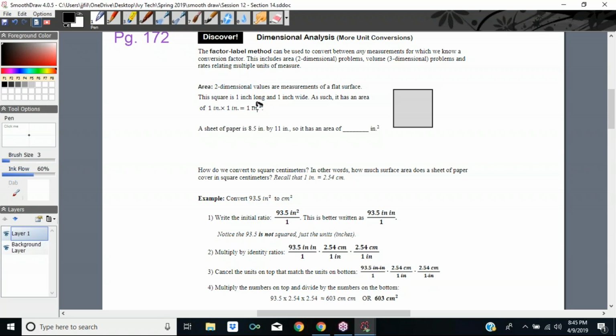Notice this little 2 tells us how many of these units we multiplied together. So if the sheet of paper is 8.5 inches by 11 inches, it's going to be inches squared, and you just multiply 8.5 by 11 and you get 93.5.